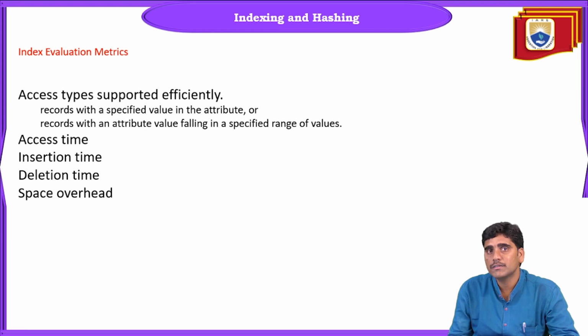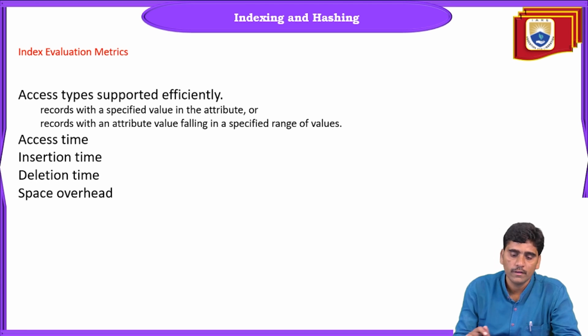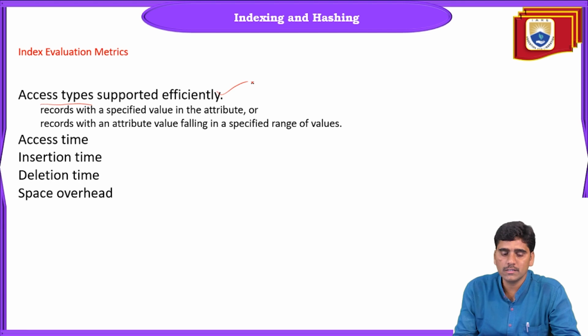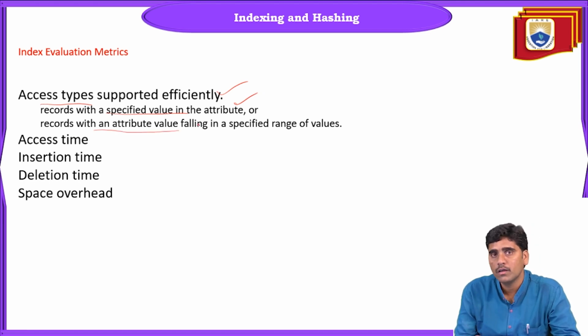Now the index evaluation metrics. They indicate the main importance of using indexes, the main motive of indexing, and the main uses of indexing. First of all, access types are supported efficiently: records with a specified value in the attribute, or records with an attribute value falling in a specified range of values.